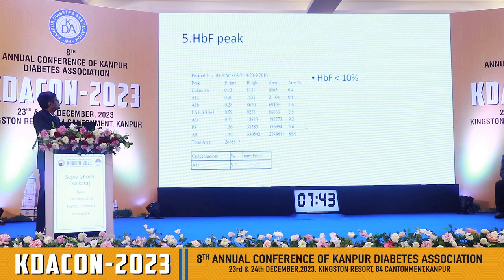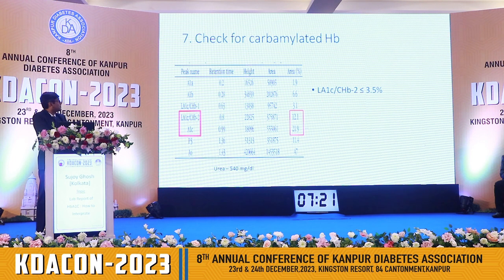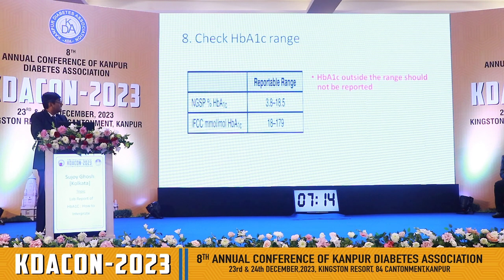Then you are supposed to see if there is a hemoglobin F peak coming here. It will be reported, HbF, because there might be some fetal hemoglobin that is persistent. It has to be less than 10%. I told you about the labile A1C and the carboxylated. It has to be less than 4%. Otherwise, even that interpretation is wrong. So here, for example, you can see the labile of the carboxylated is 12%. So you will not interpret it. And again, outside the range.